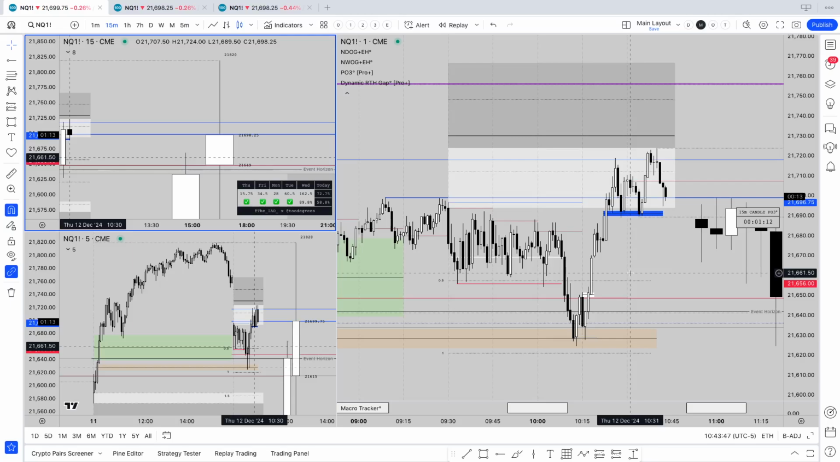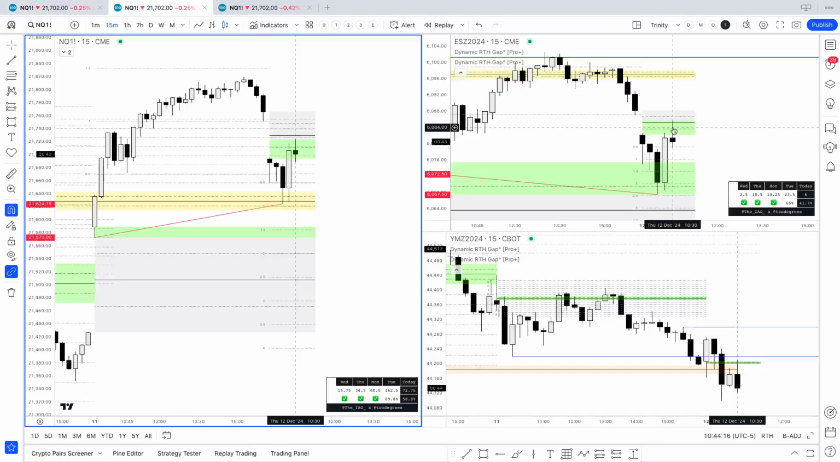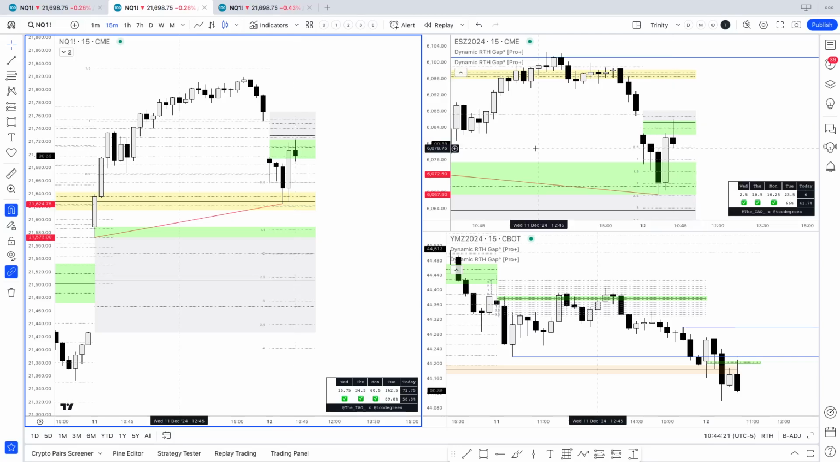Notice the lack of sync. The NQ didn't tap the CE yet, and ES did. Now we're retracing. So we're still not in sync, and Dow is just doing Dow things. YM is just in his fairyland doing whatever. Yeah, I agree. Dow is a completely different beast in this market.